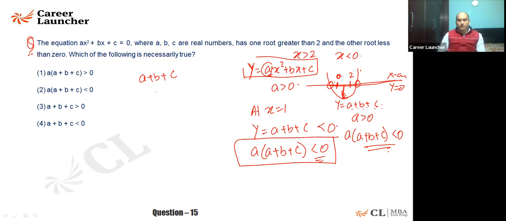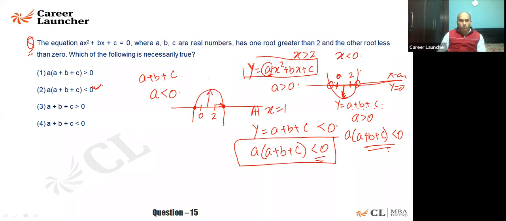The other thing is, if I'm talking about a, listen, this is to be a negative term. I have taken only one case when a is greater than 0, then this is going to happen. So this comes out to be the correct answer according to that. But what happens when it is less than 0? When it is less than 0, it will be in the downward direction. And it has two roots. One root is greater than 2, which means it is going to intersect there. And the other root is less than 0, so there is a value less than 0 where it is going to intersect.